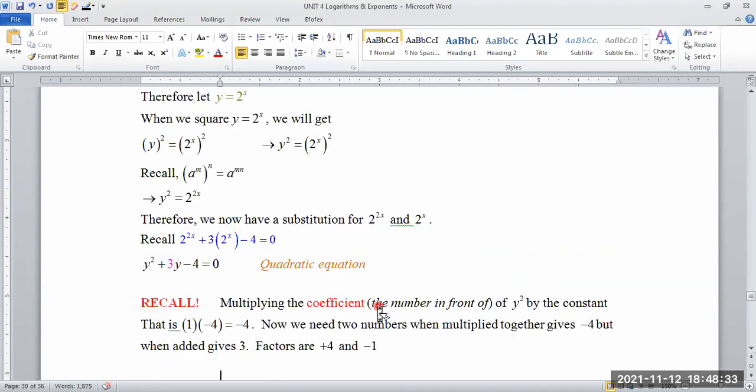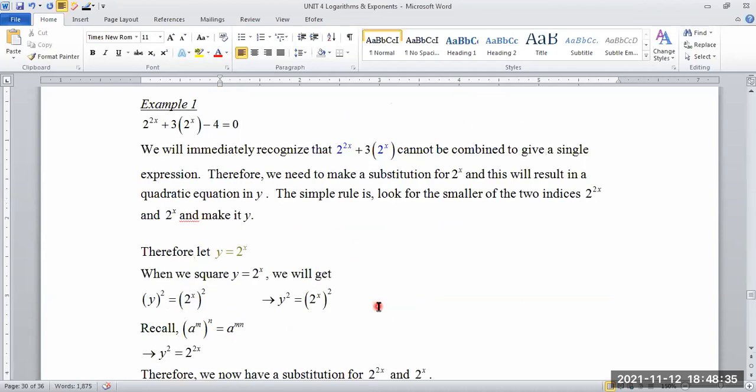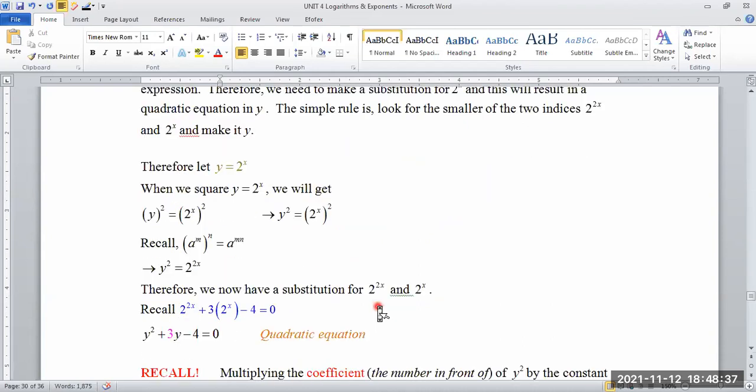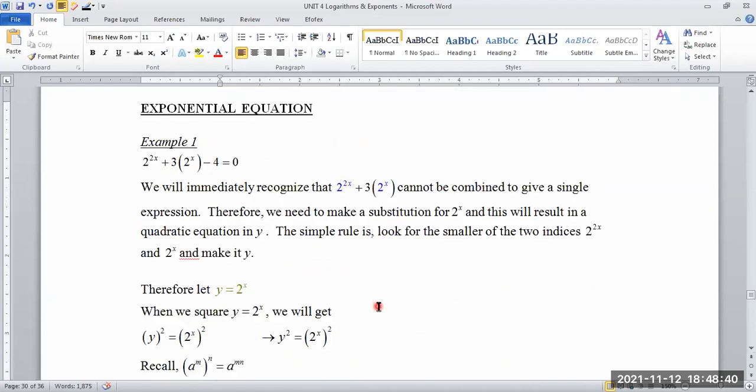All right, so let me go again. We're given the question. The question says 2 to the 2x plus 3 times 2 to the x minus 4 is equal to 0. We cannot solve this equation as it is. We need to immediately recognize that 2 to the x and 2 to the 2x cannot be combined to give you a single expression.